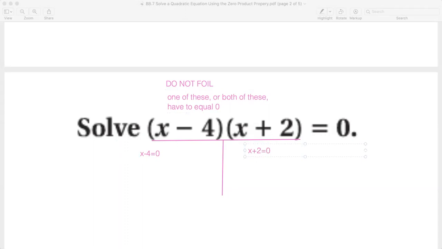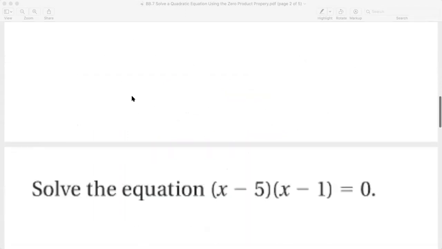And then all you do is solve. So for example, on the right-hand side, I would just subtract 2, so x would equal negative 2. On the left-hand side, I would add 4, so x would equal positive 4. Those are your answers. That's it. Seriously, that's as hard as it gets. So let me go ahead and scroll down.